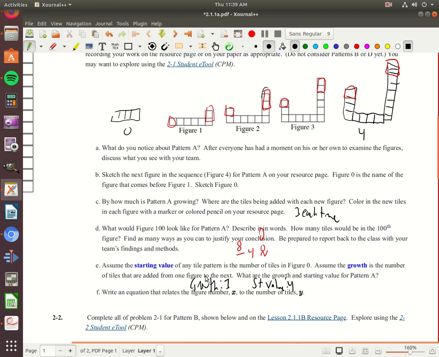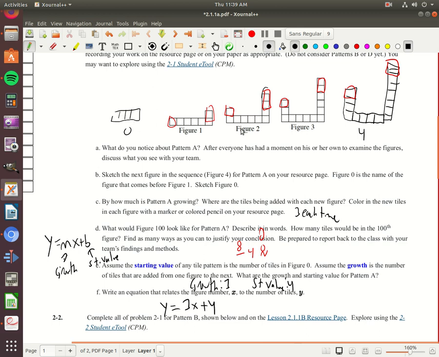So now we can write that in the equation of a line. And don't forget, the equation of a line is y equals mx plus b, where this is our change, or our growth, and this is our starting value. So I'm simply going to say y equals 3x plus 4. And that should work. If I plug in a 0, 3 times 0 is 0 plus 4, I have 4 tiles.